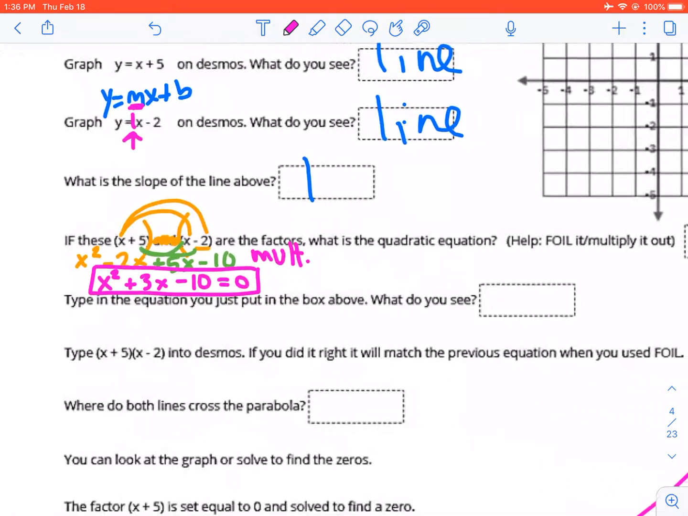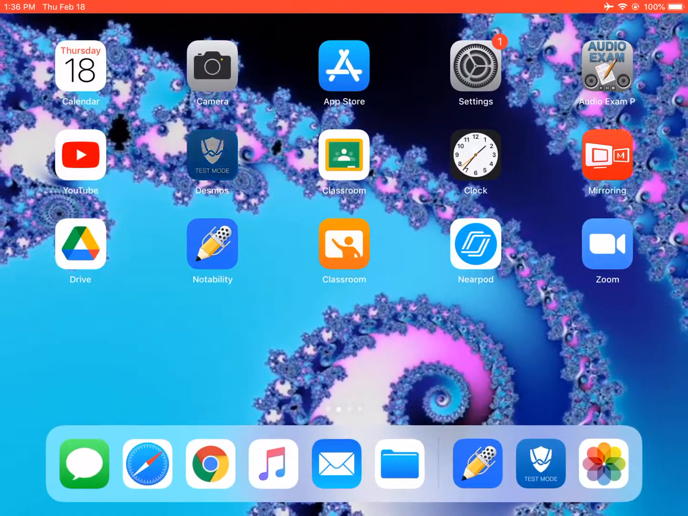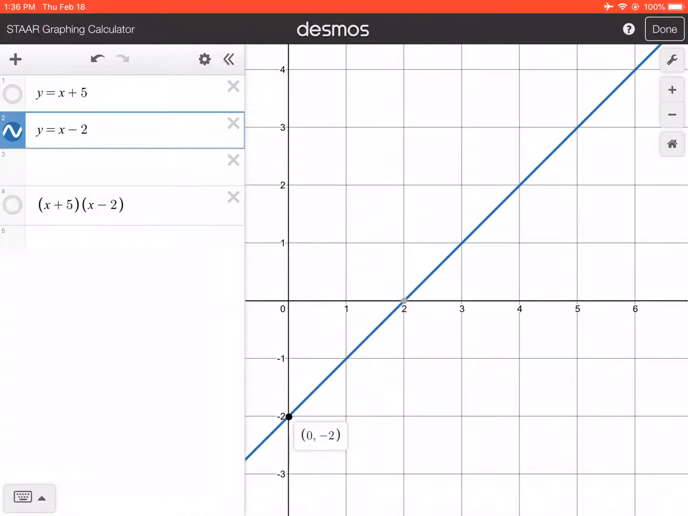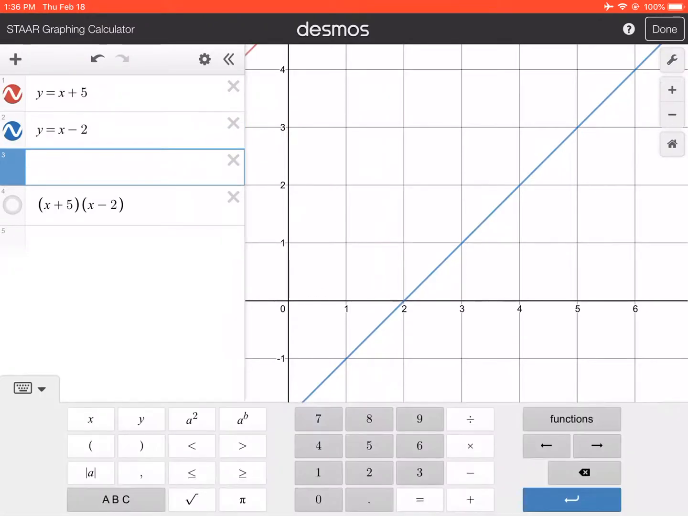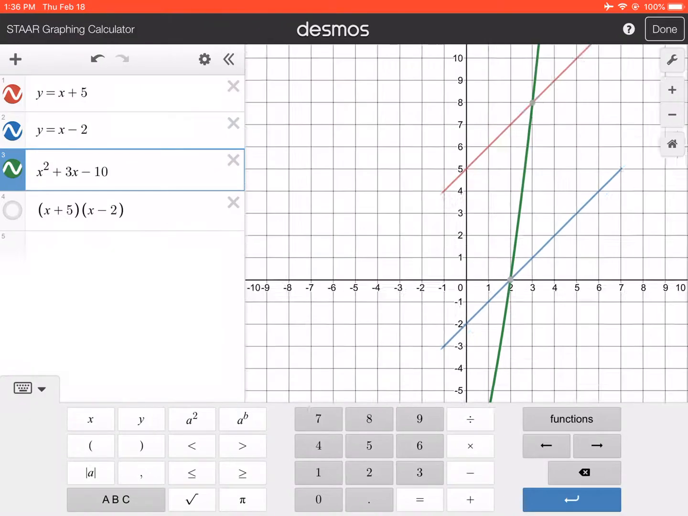Typing the equation you just put in the box above, what do you see? So now we are going to type in, and I saved a box for this. Let me put my lines back. X squared plus 3x minus 10. What do I see? Well, I don't see a whole lot of anything because I moved it around. So I'm going to hit this house button so it pulls me back out.